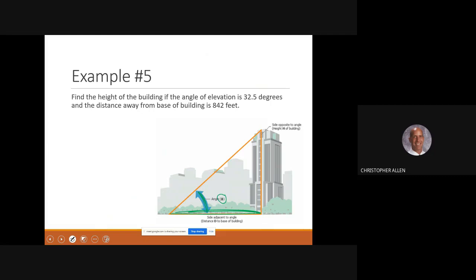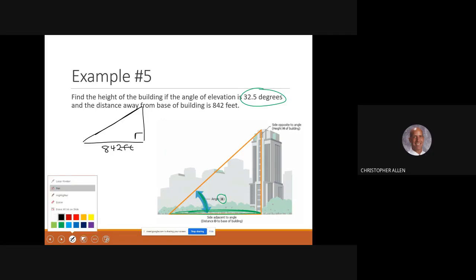So what I'm saying is we've got some person down here, they're looking up to the top of the building. They somehow, and I know it's a little ridiculous, but let's say they have some way to figure out the measure of the angle. In fact, let's draw another picture here just to emphasize this. We'll do it in black. So we've got our right triangle here. We know that this is 842 feet, and we know that this angle right here, which I'll call theta, is 32.5 degrees. And we want to know what's that height.